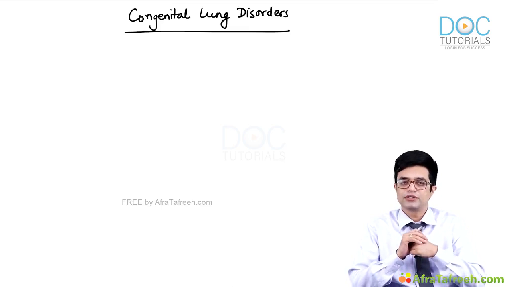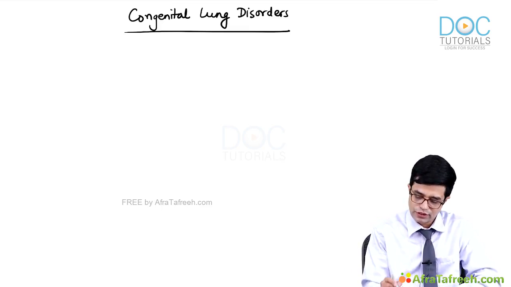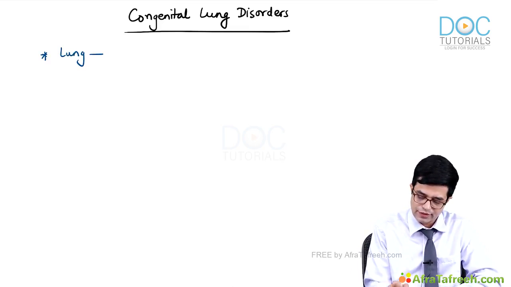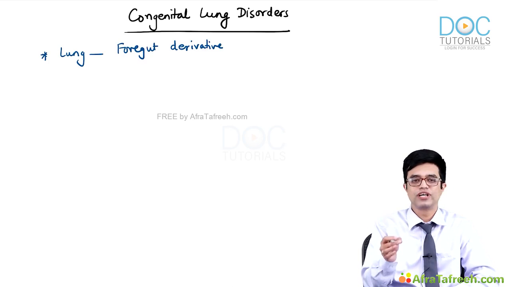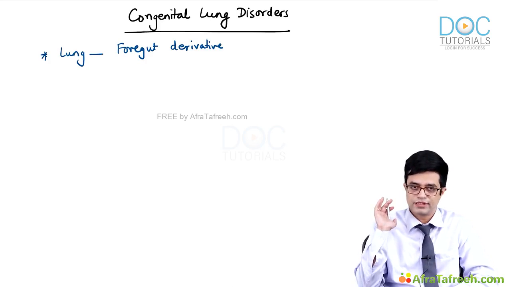So congenital lung disorders, the first thing that you need to know, which is a one-liner, is that lung is considered to be a foregut derivative. So lung is a foregut derivative. So all congenital lung disorders are considered to be foregut disorders. Okay, this much is clear.